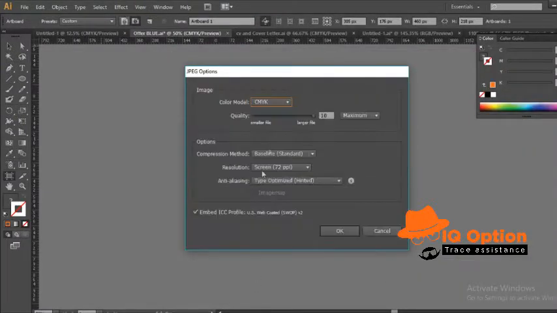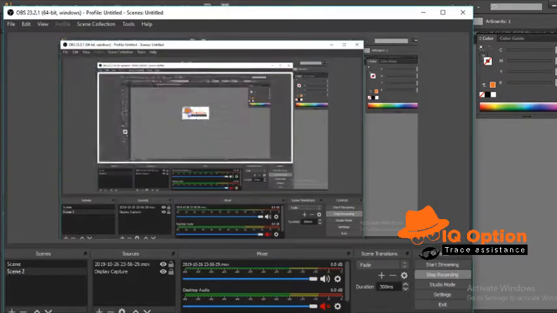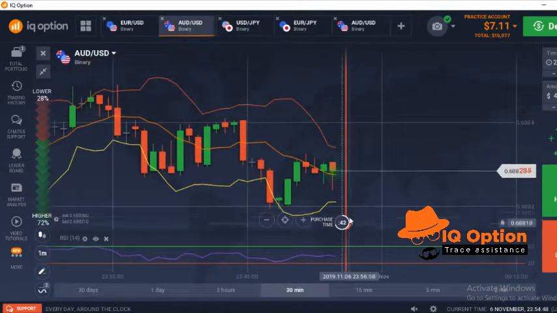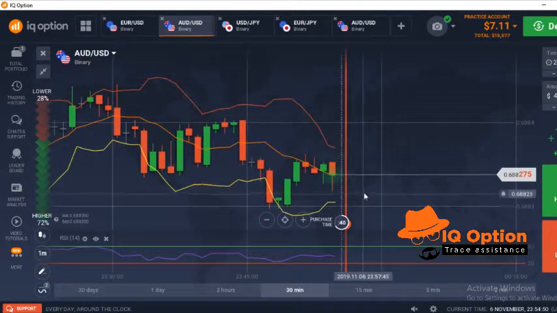Okay, so we wait for the signal to form. Remember, waiting for the signal to form is a very long process, so you need to be very patient.